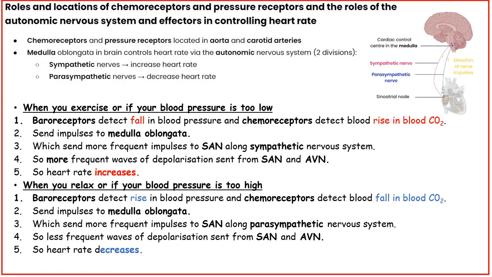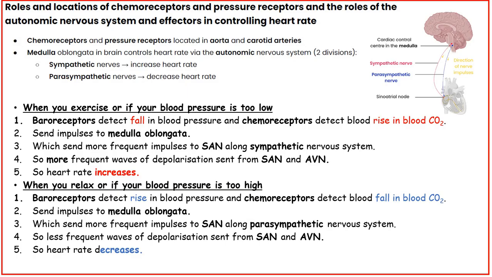Roles and locations of chemoreceptors and pressure receptors, and the roles of the autonomic nervous system and effectors in controlling the heart rate. Chemoreceptors and pressure receptors are located in the aorta and carotid arteries. The medulla oblongata in the brain controls heart rate via the autonomic nervous system. There are two divisions: the sympathetic nerves, which increase heart rate, and the parasympathetic nerves, which decrease heart rate.